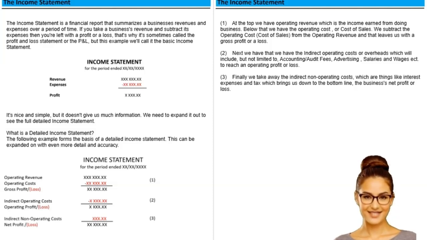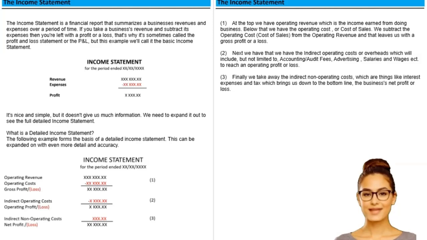First, we have operating revenue, which is the income earned from doing business. Sounds easy enough. Below that we have the operating cost, or cost of sales. Remember, we said that cost of sales, or the cost of goods sold, is the direct costs incurred in producing goods or services sold by the company. We subtract the operating cost or cost of sales from the operating revenue, and that leaves us with a gross profit or a loss. Read that line again. Gross profit or loss, not net profit or loss. We still have other items that must be considered before we arrive at the net profit or loss.